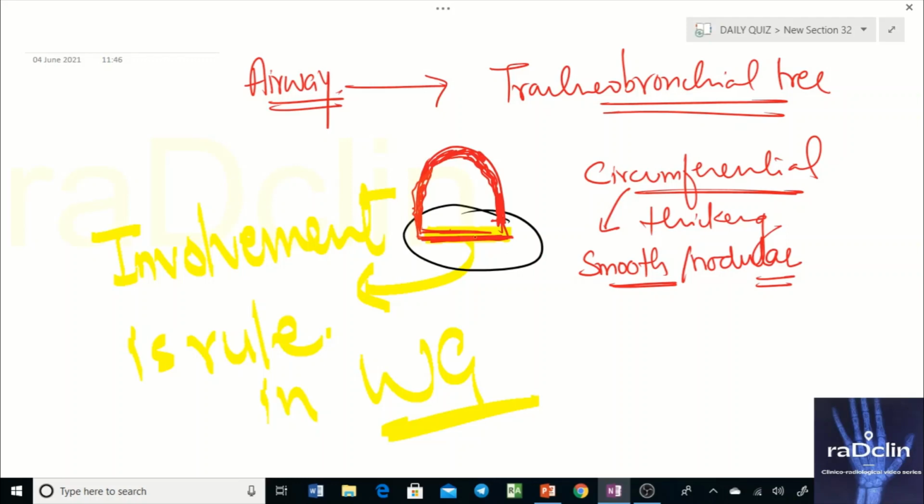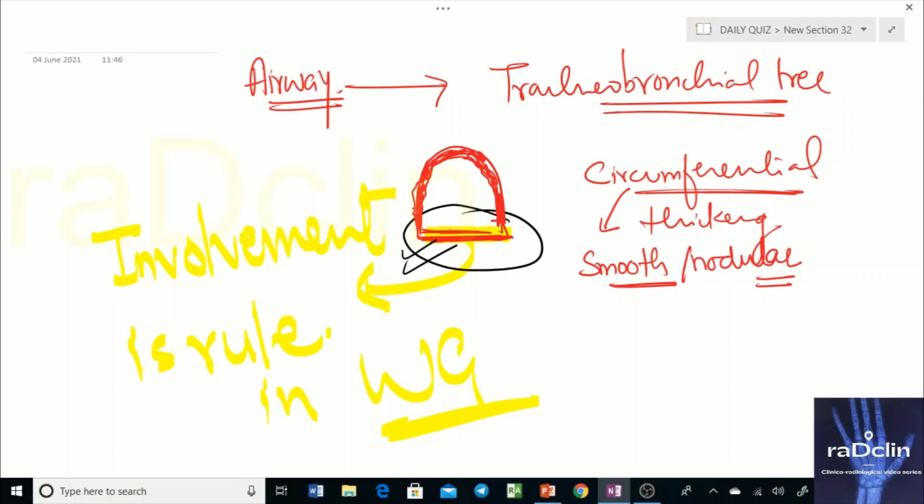Okay, that spares this particular posterior, and amyloidosis also spares this. So there are diseases that spare this. So if you see a diffuse, circumferential involvement involving this part also, you should always think of Wegener's as one cause. Okay, so airway involvement is there in Wegener's.